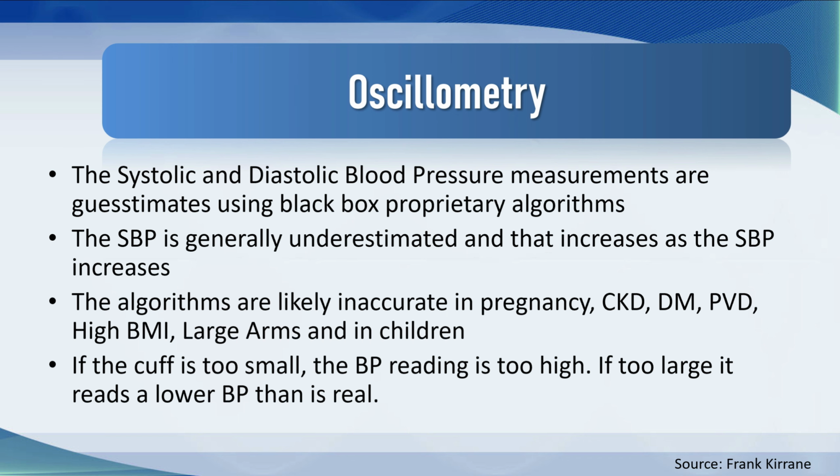The systolic blood pressure is generally underestimated, and that underestimation increases as the systolic blood pressure increases. The algorithms are likely inaccurate in pregnancy, in patients with chronic kidney disease, in patients with diabetes, peripheral vascular disease, in patients with high body mass index, large arms, and in children. If the cuff is too small, the blood pressure reading is too high. If the cuff is too large for the arm, then it reads a lower blood pressure than is accurate.